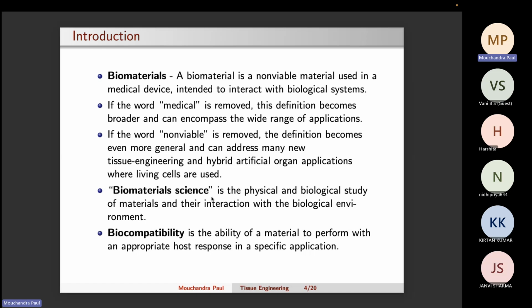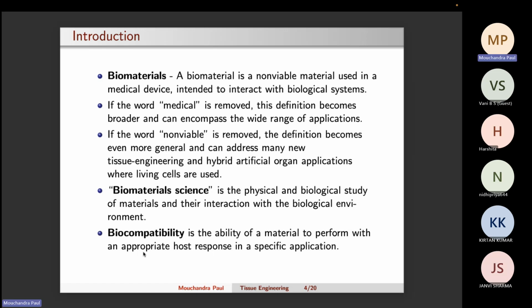So biomaterials science is now a very big field, and many researchers work only on developing novel types of biomaterials. It's a field where the physical and biological studies of materials are done, along with their interaction with the biological environment. How these materials interact with the biological environment and what their physical and chemical properties are, etc., is studied in this area.